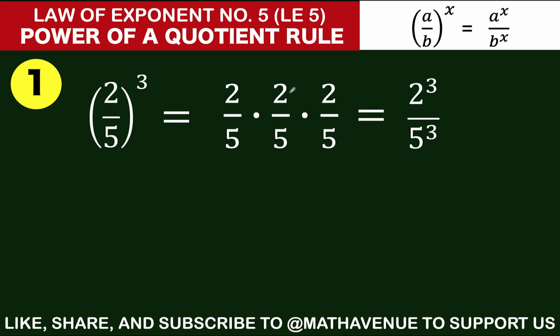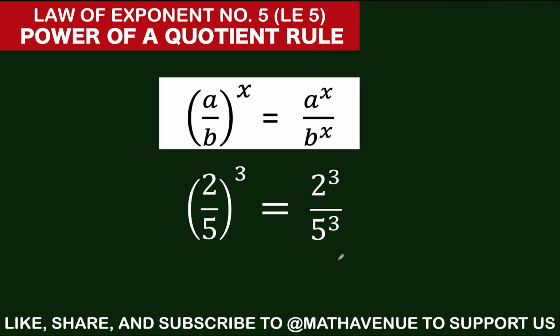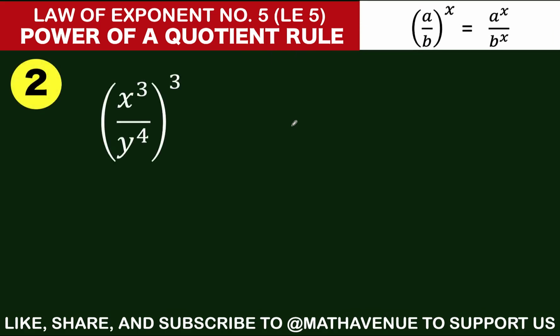So multiplying 2 three times is 2 to the third, and multiplying 5 three times is 5 to the third. Now compare the results. Notice that we can also arrive at the answer without going through the definition of exponents by just getting the numerator and raising it to the exponent outside, and also copying the denominator and raising it to the exponent outside and placing that in the denominator. As simple as that. And that is exactly the meaning of this law of exponent number 5. But again, make sure that the denominator is not equal to 0.